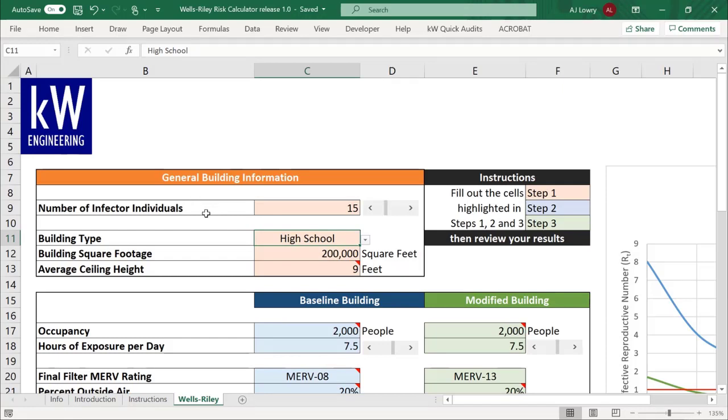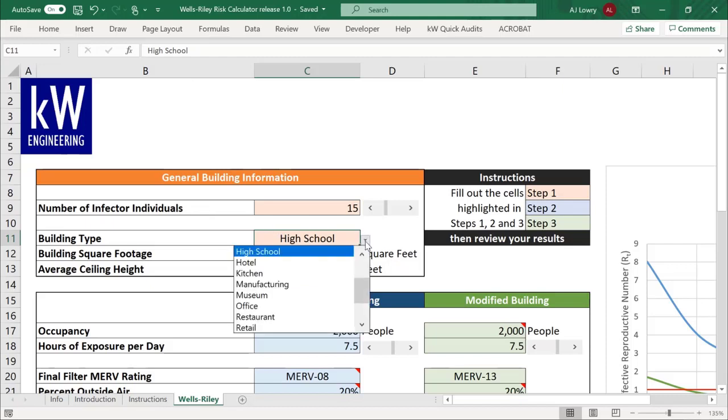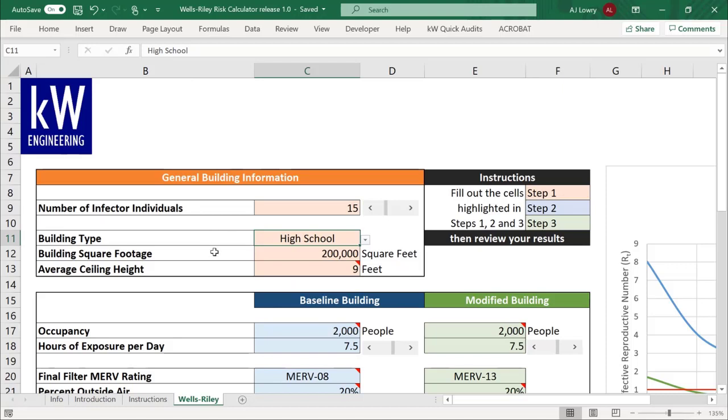Step 1 is to provide general building information. The number of infected individuals is the number of people inside the building that have COVID-19. Several building types are available from this drop-down list. The building square footage and average ceiling height are input here.